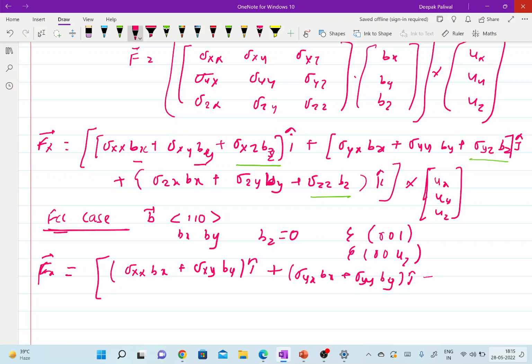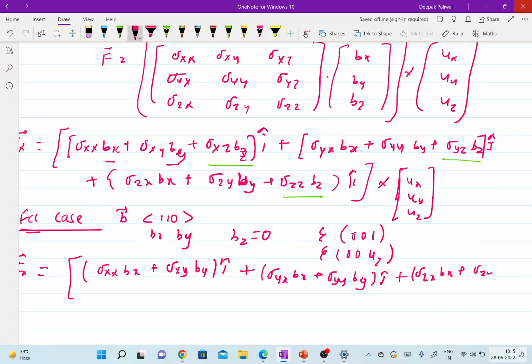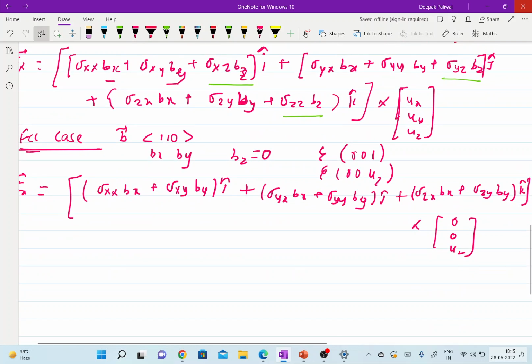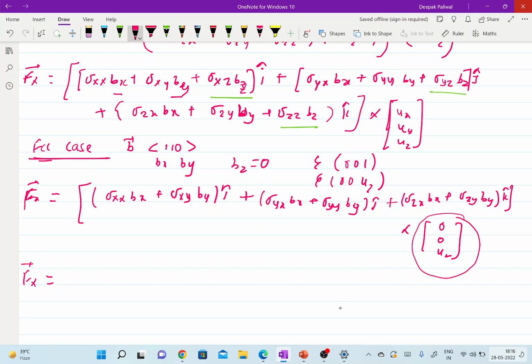Okay, j cap, again I can write sigma zx px plus sigma zy by k cap, and at the last we can write 0 0 uz. Okay, now I can again multiply this. Let me zoom out a little bit so that we can see the whole equation in one go. Now I am multiplying this. Let me write this particular thing in that fashion.